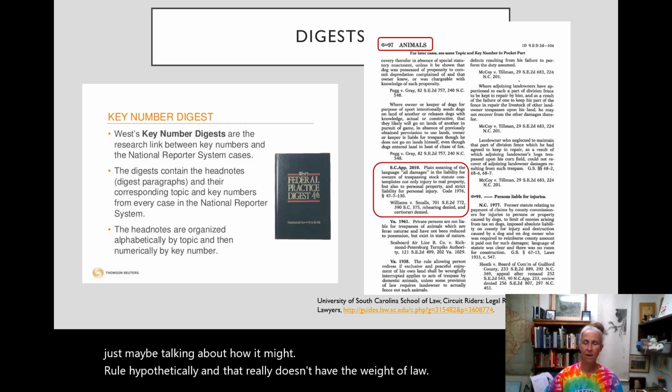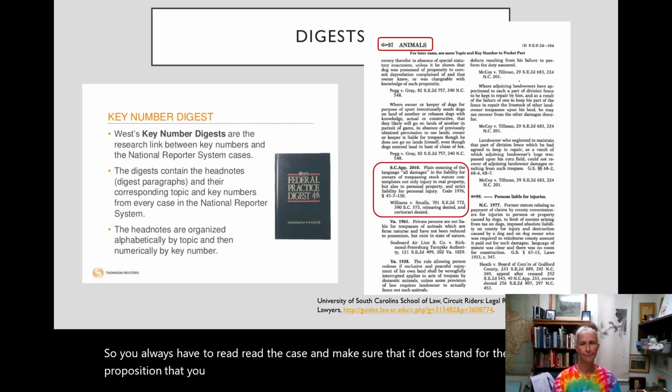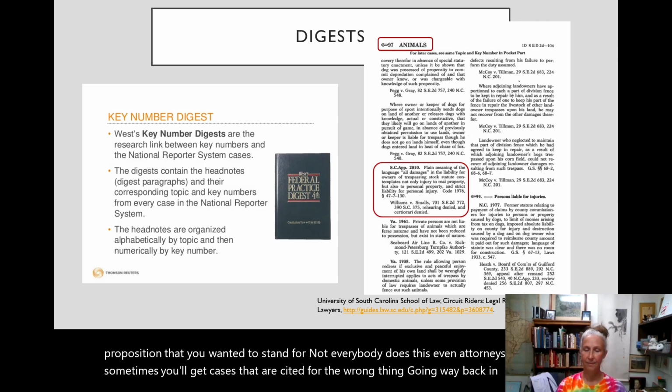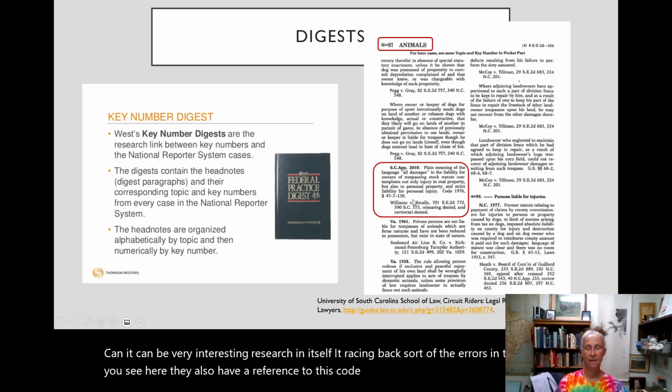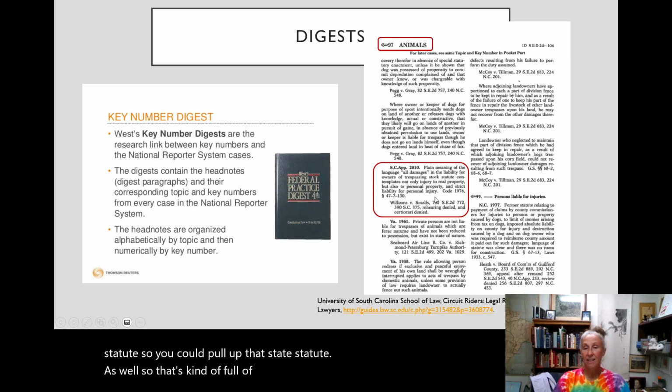So you always have to read the case and make sure that it does stand for the proposition that you want it to stand for. Not everybody does this, even attorneys, and so sometimes you'll get cases that are cited for the wrong thing, going way back in time, which can be very interesting research in itself, tracing back sort of the errors in the law. You see here they also have a reference to this code 1976, and that would be a state statute. So you could pull up that state statute as well. So that's kind of full of information, and everything is pretty much like that.